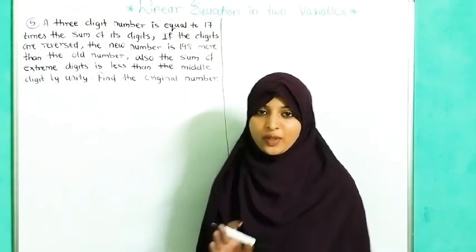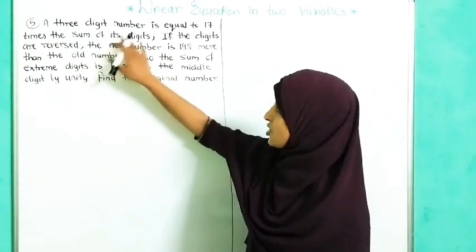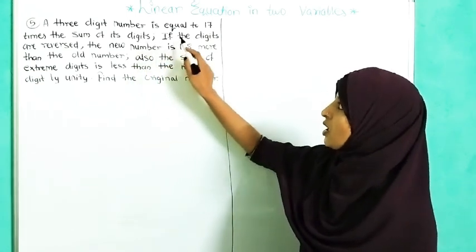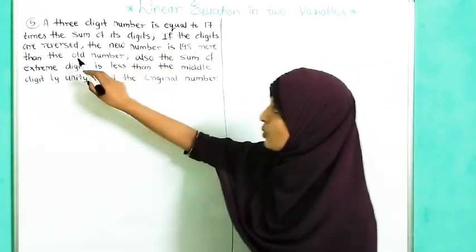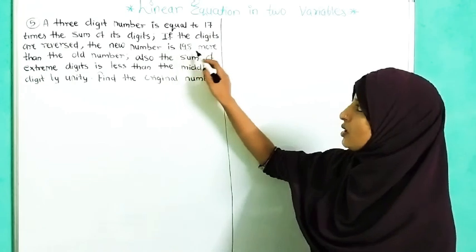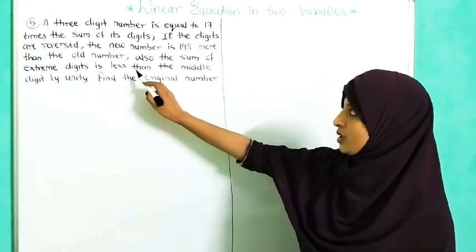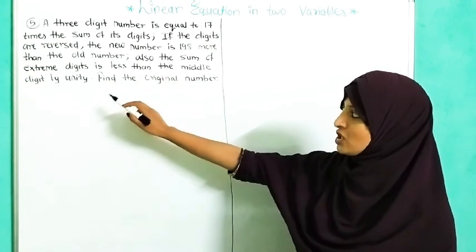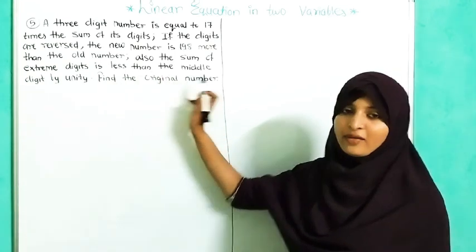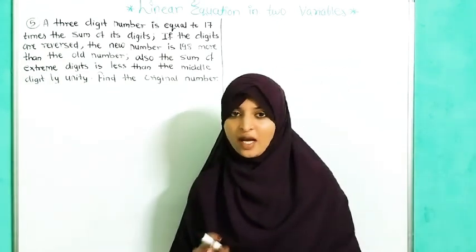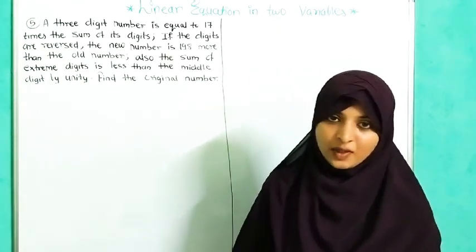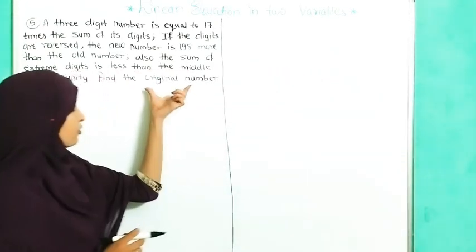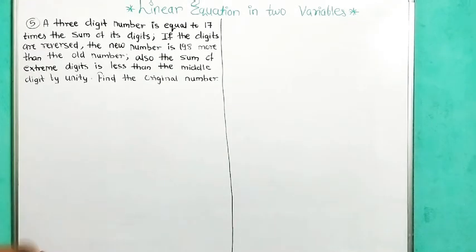Now the fifth question is: a 3-digit number is equal to 17 times the sum of its digits, and if the digits are reversed, the new number is 198 more than the old number. Also, the sum of the extreme digits is less than the middle digit by unity. Then we have to find the original number. They haven't given us the original 3-digit number, so we have to assume it and solve to find it.